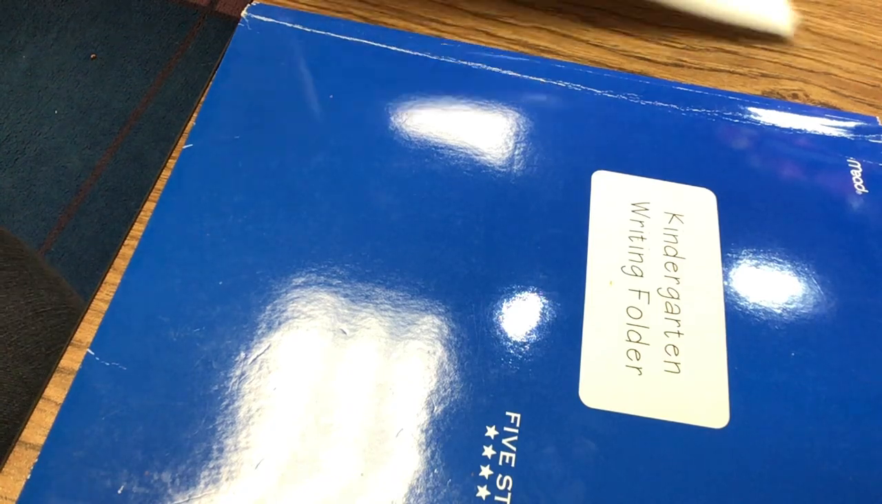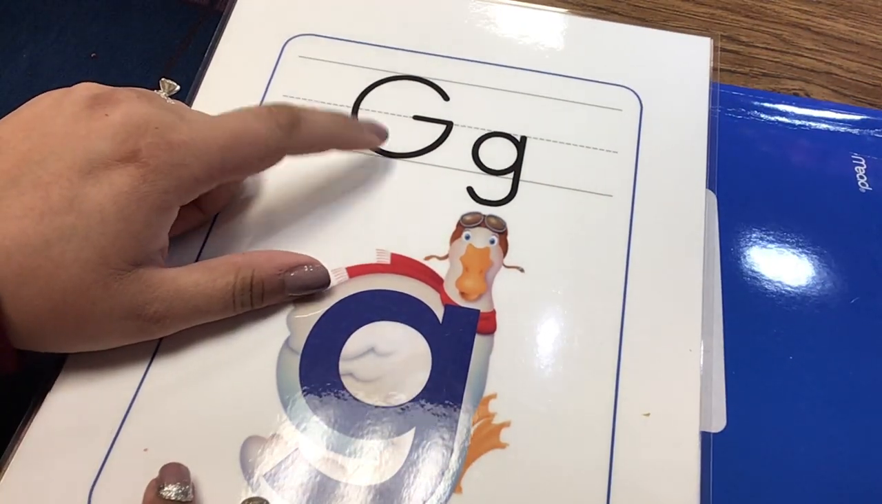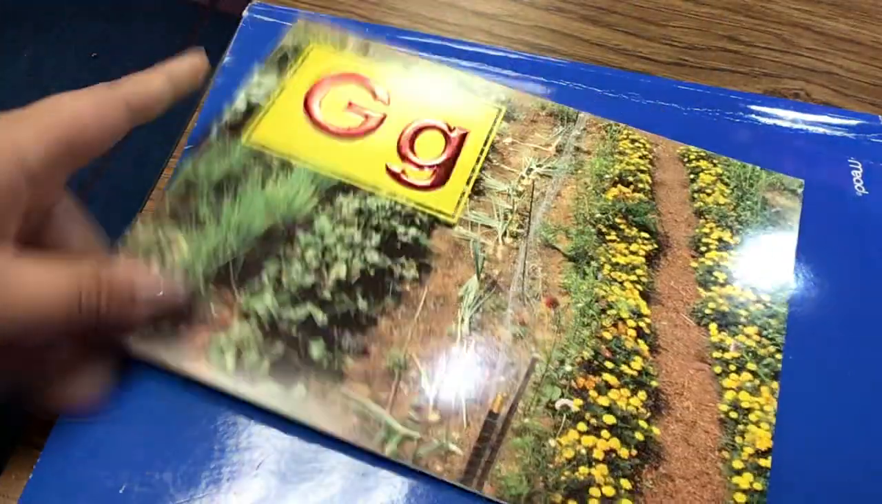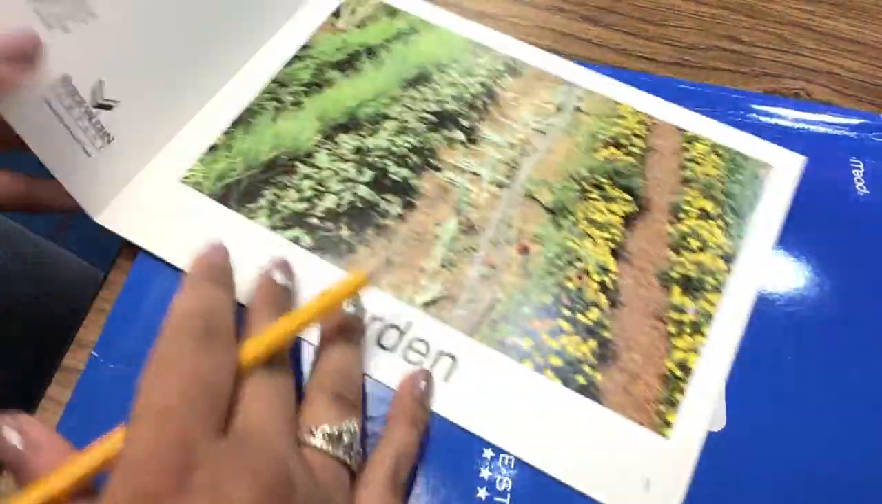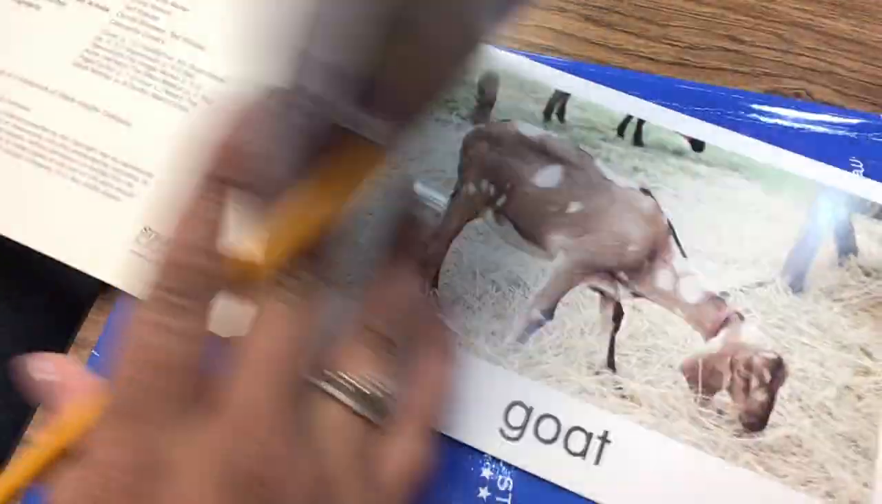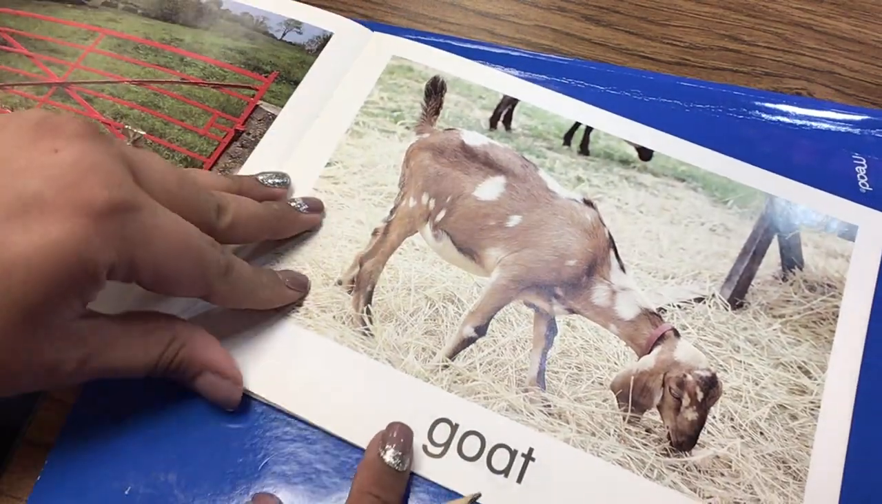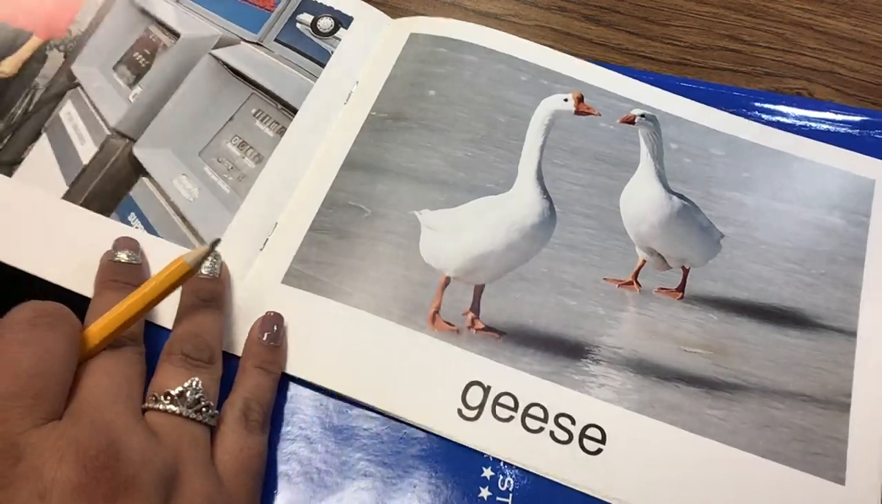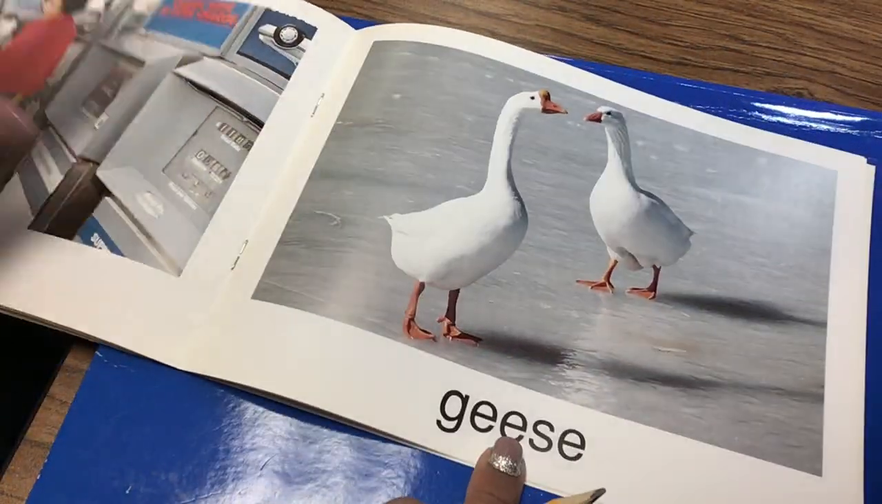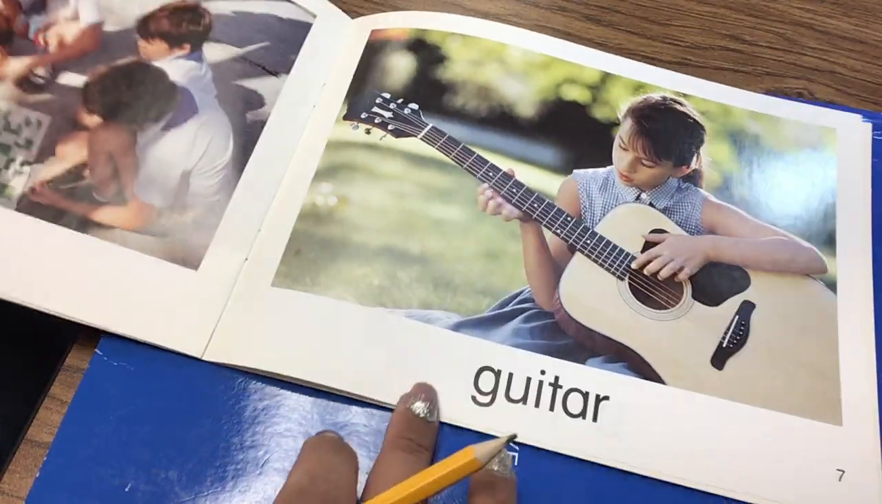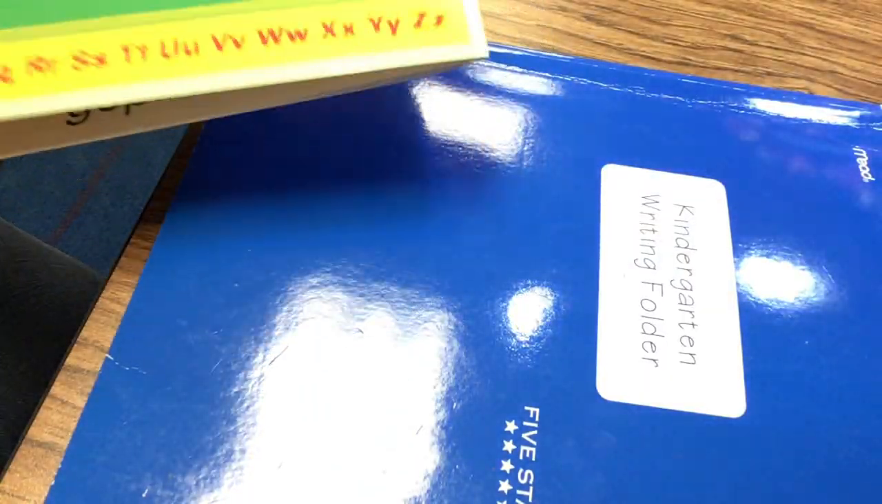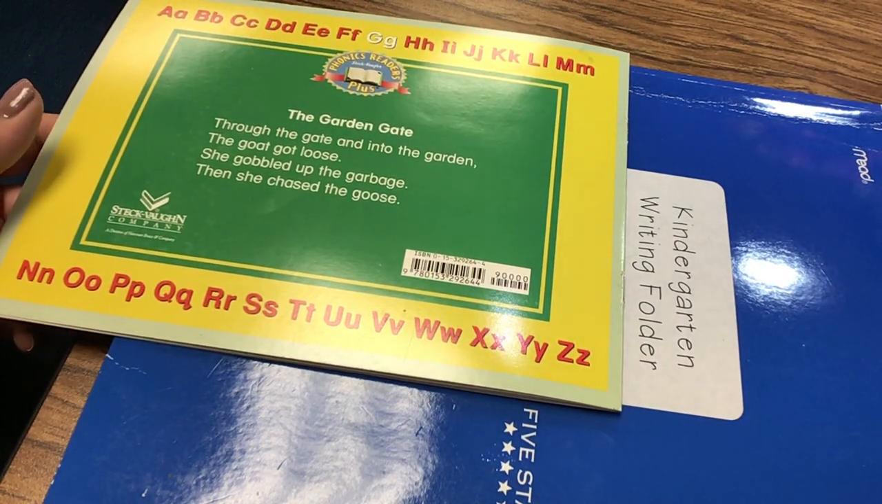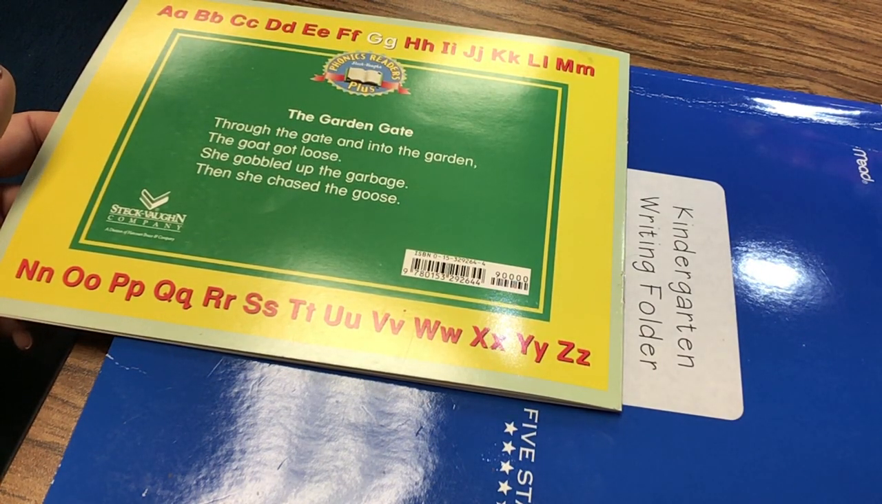This week we're talking about the letter G. G makes the G sound. So we have our letter G story. G, G. Garden. Gate. Goat. Gas. Geese. Game. Guitar. Gopher. You could also do groundhog, gorilla, glasses, grapes, glue.